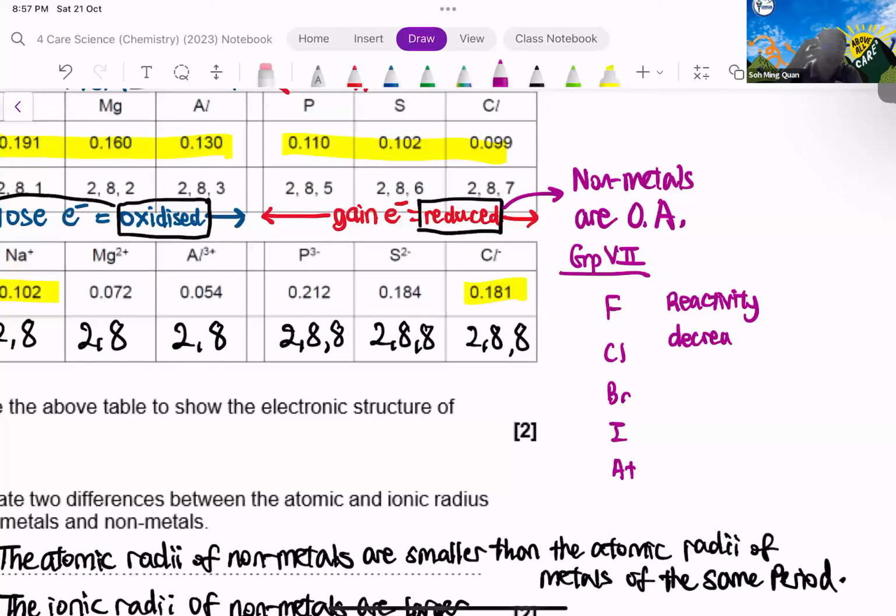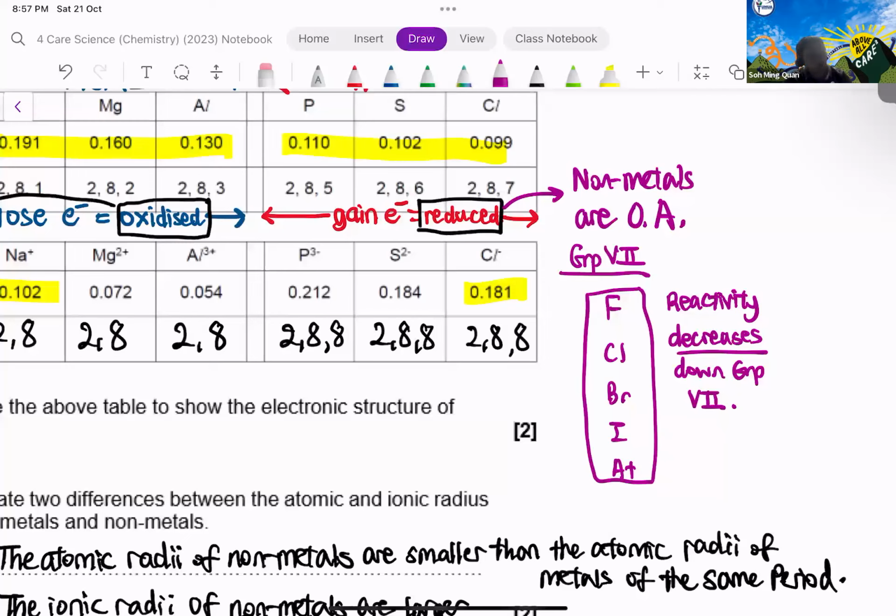So this you have learned before. So again, we are going to relate reactivity to electrons. So we know that group 7, they are all non-metals. Non-metals gain electrons. They are reduced, which means that fluorine is the one which gains electrons most readily. Of the group 7 elements, fluorine gains electrons most readily, which means it's the most easily reduced.